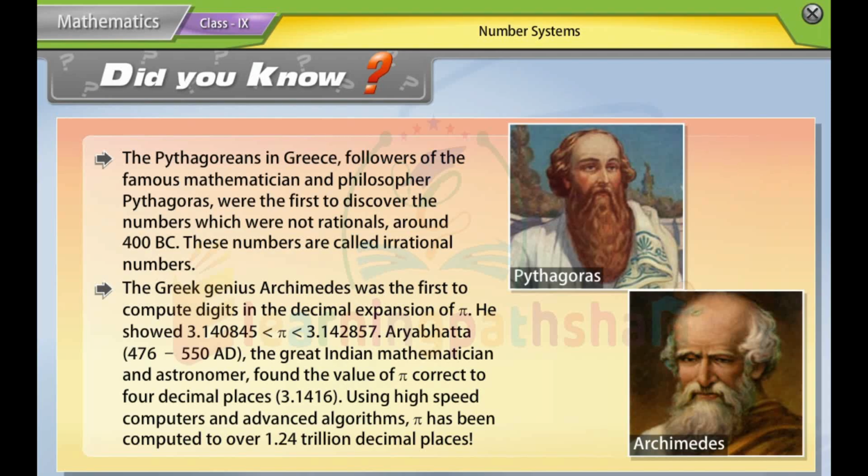Aryabhata, 476 to 550 AD, the great Indian mathematician and astronomer, found the value of pi correct to 4 decimal places, 3.1416. Using high-speed computers and advanced algorithms, pi has been computed to over 1.24 trillion decimal places.